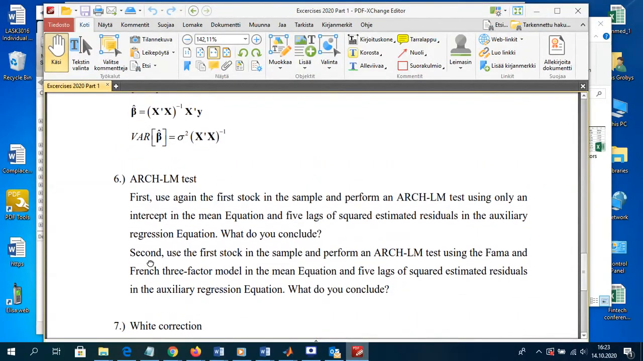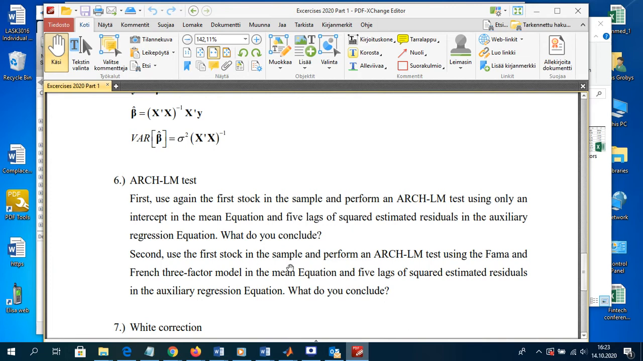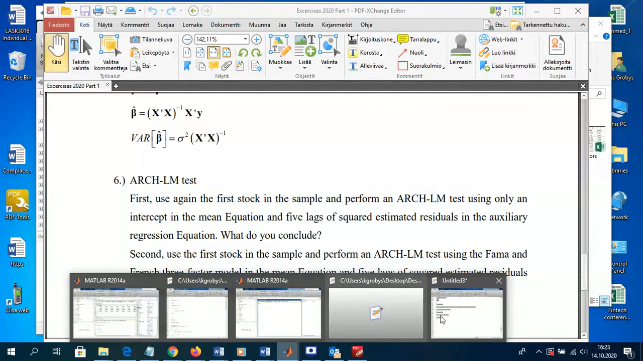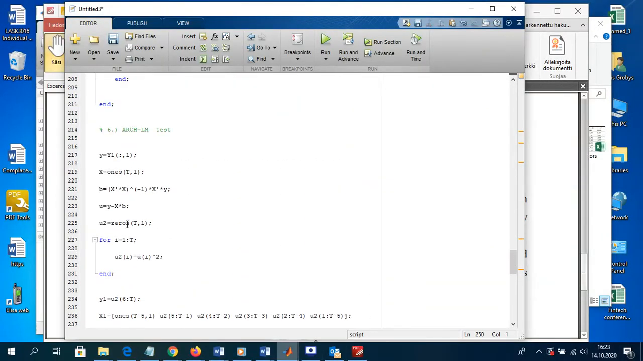Next, second, use the first stock in the sample and perform an RGLM test using now the Fama-French three-factor model in the mean equation. And again, 5 lags of squared estimated residuals in the auxiliary regression equation. What do you conclude? So the only thing that changes now is that we model the mean equation differently. You see here, we had obviously our X matrix, it's just a vector of ones. But now we want to have the Fama-French three-factor model here.